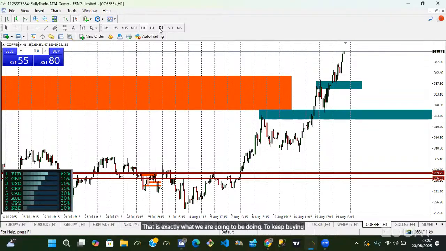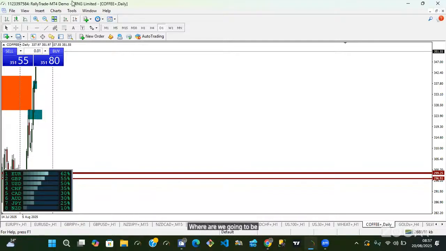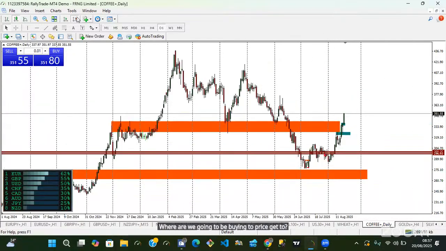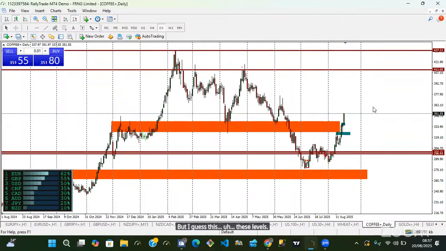All right. And where are we going to be buying till price gets to? We are going to be buying until price gets to this, price gets to this or these levels. All right. These two levels are key areas that we are going to be buying to.